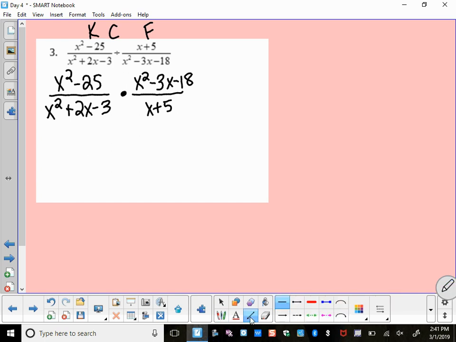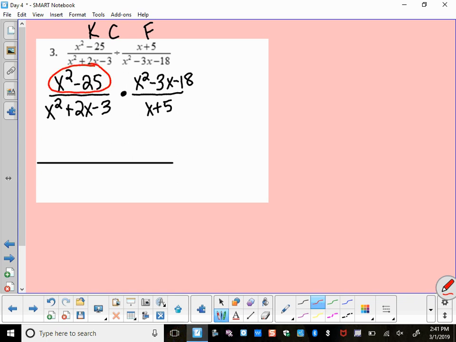Can you factor x squared minus 25? We haven't got that far yet, we're just rewriting it. Alright, so now I have x squared minus 25. That is a difference of squares. I need double parentheses, opposite signs. What's the square root of x squared? X. Square root of 25.